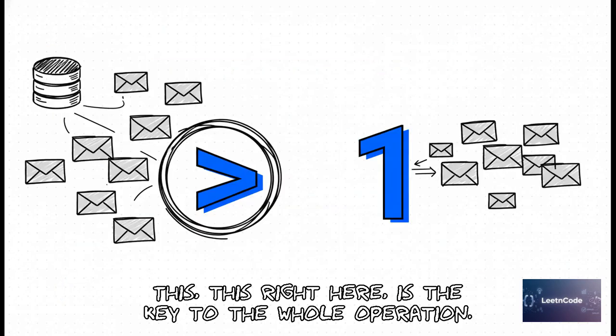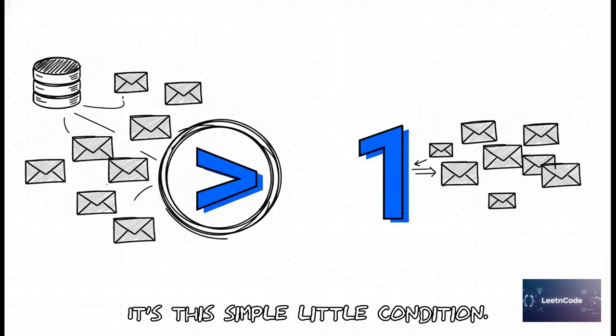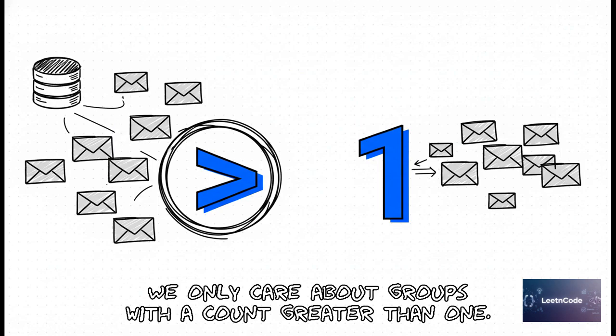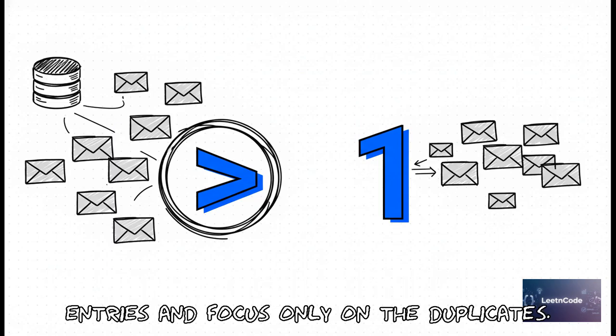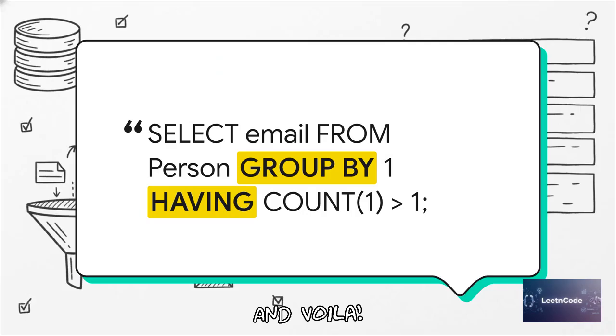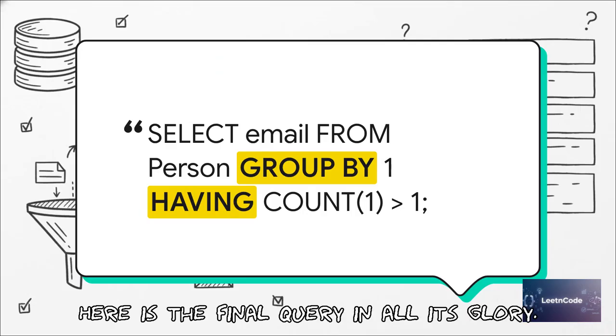This right here is the key to the whole operation. It's this simple little condition. We only care about groups with a count greater than 1. After all that grouping and counting, this little filter is what lets us completely ignore the unique entries and focus only on the duplicates. And voila, here is the final query in all its glory.